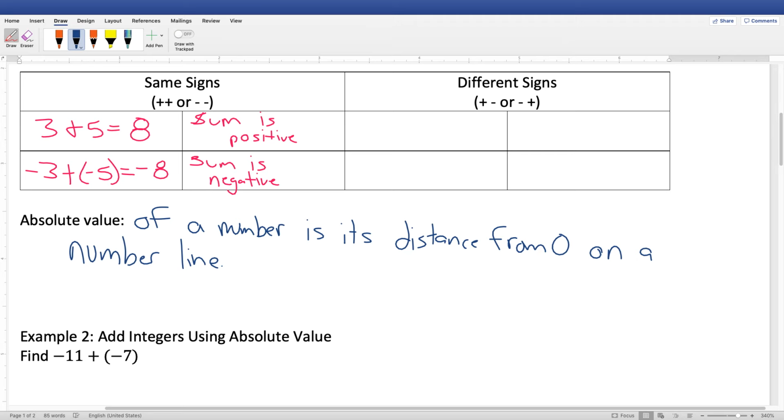So when you take the absolute value, you're taking the absolute value of that number. So what is the absolute value of 3? 3. Because the distance from 0 to 3 is 3. What's the absolute value of -5? 5, because the distance from 0 to -5 is 5. All right? Does that make sense on absolute value?